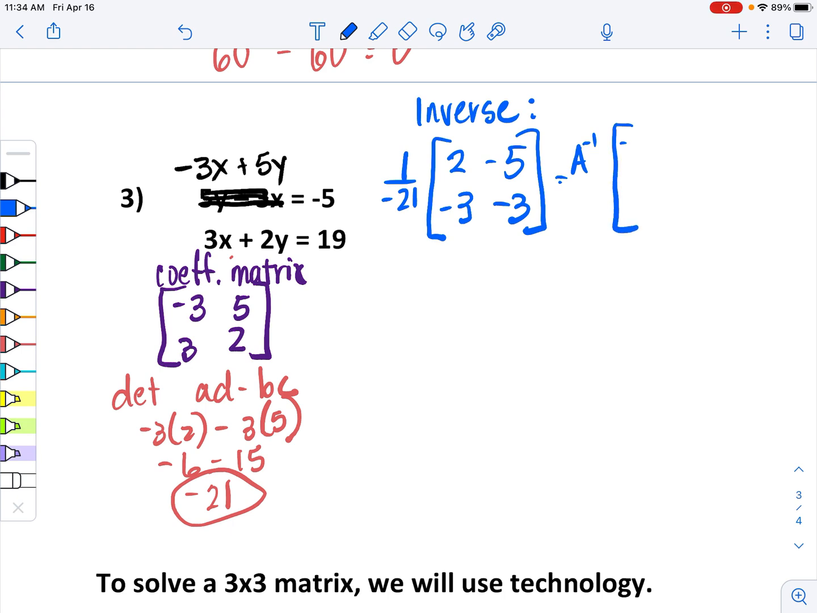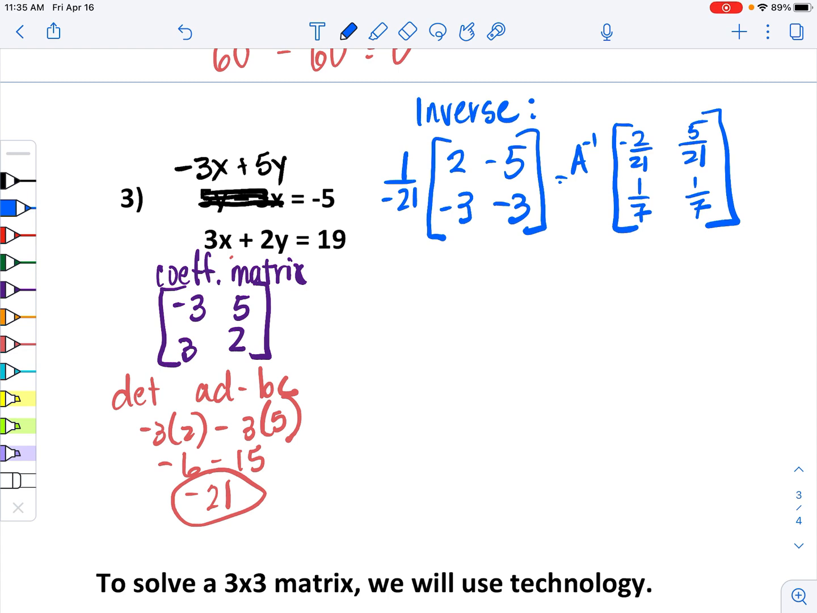I've got negative 2 over 21. A negative over negative is positive, so 5 over 21. Negative 3 over negative 21, which is going to be a positive 1/7. And negative 3 over negative 21, which is also a positive 1/7. Because 2 negatives make a positive, and 3 goes into 3 once, 3 goes into 21 7 times. So that's my inverse matrix.